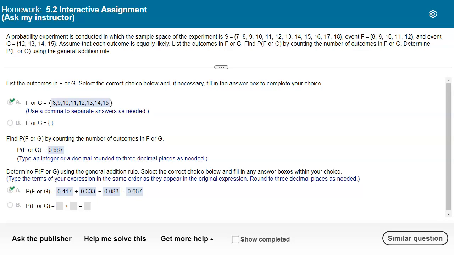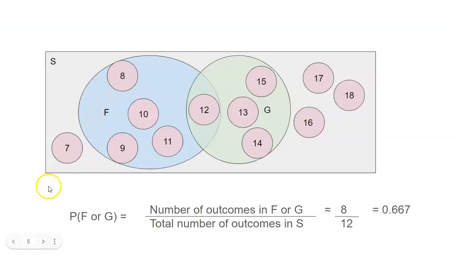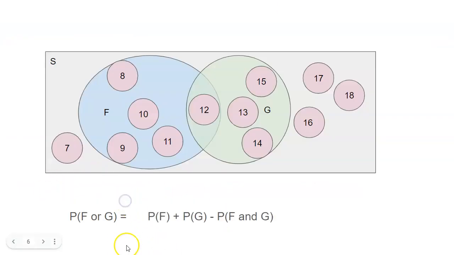In the last part of this example, we're asked to determine the probability of F or G again, but this time using the general addition rule. So we should come up with the same answer, 0.667, but let's see how that plays out. So here, the general addition rule states if we want to find the probability of F or G, we find the probability of F, we add to that the probability of G, and then we subtract the probability of F and G. Now, F and G is different than F or G because it's this overlapping space here.